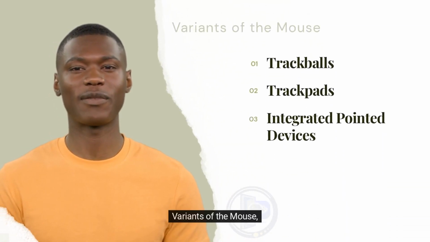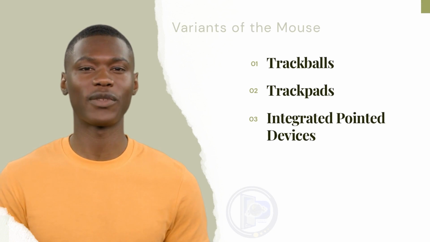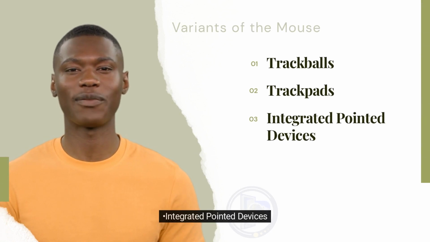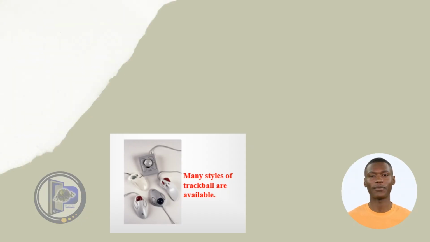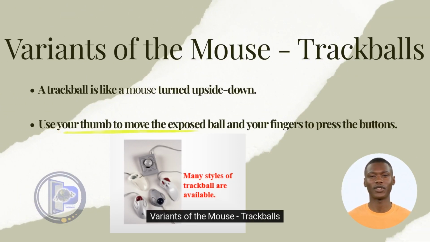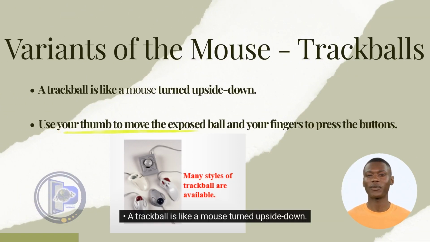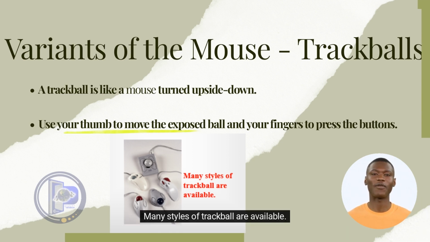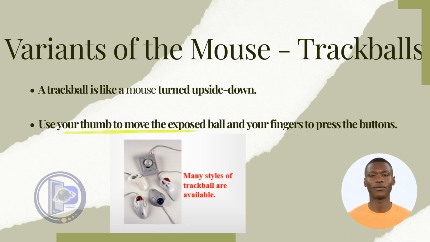Variants of the mouse: trackballs, trackpads, integrated pointing devices. Variants of the mouse: trackballs. A trackball is like a mouse turned upside down. Use your thumb to move the exposed ball and your fingers to press the buttons. Many styles of trackball are available.